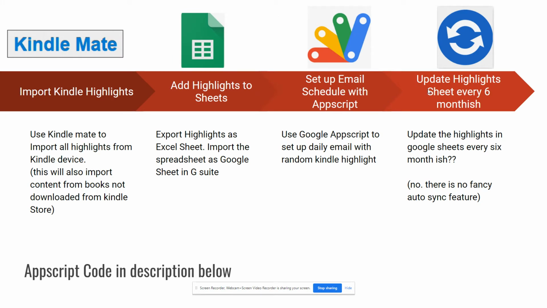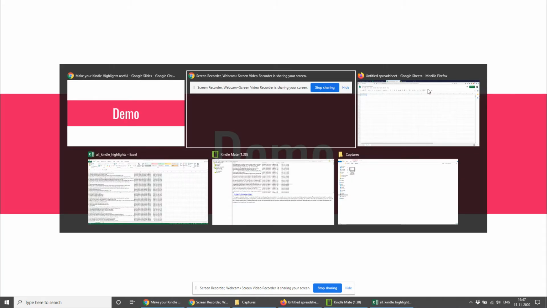So the first thing we have to do is import the Kindle highlights into your computer, then upload them to a Google Sheet, then create an app script that will actually send out these emails containing the Kindle highlight to you every day. And then of course you will have to update this sheet every few months, but let's come back to that later, right? So let me just show you how we'll actually go about doing it.